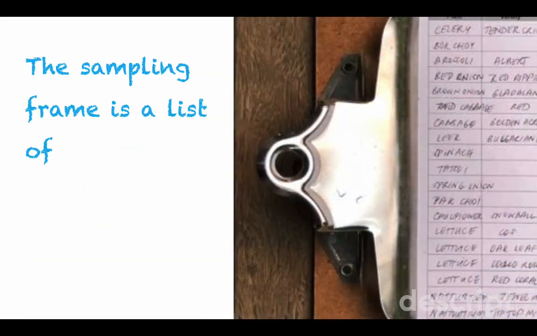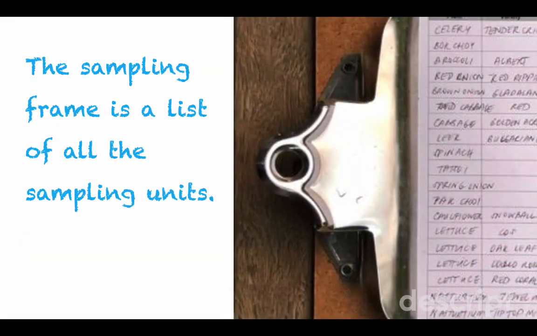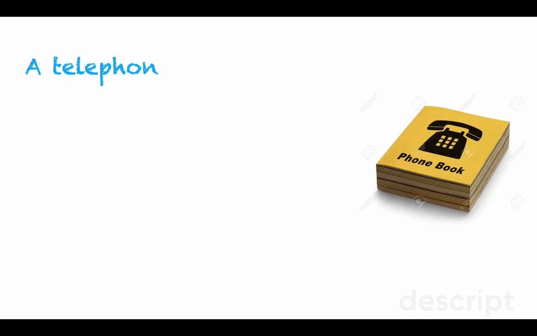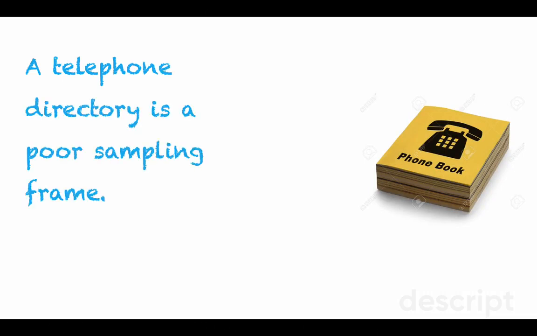The sampling frame is a list of all the sampling units, a list of all the members of the population. If there is a poor sampling frame, maybe it's out of date or incomplete, or members of the population are counted more than once, it results in a poor sample, unrepresentative of the population or biased. A telephone directory is a poor sampling frame. Some people may not have a telephone or are not listed in the phone book.